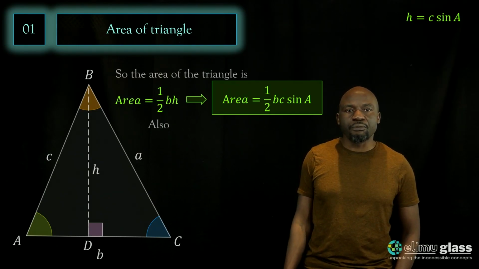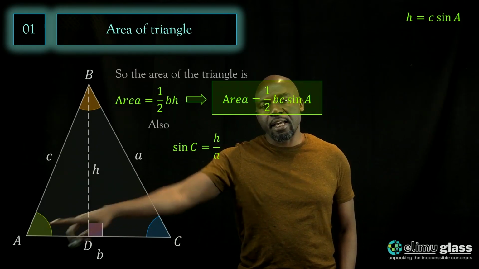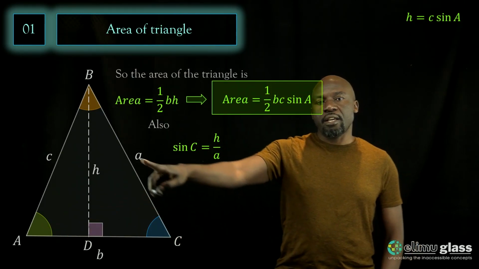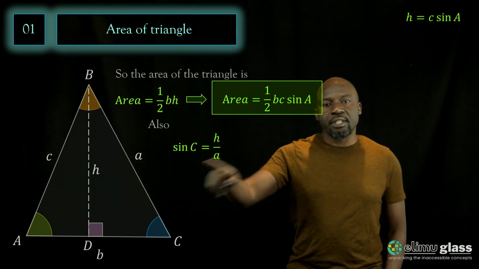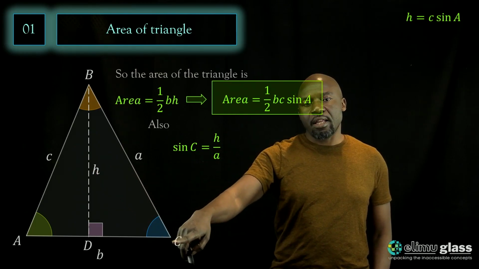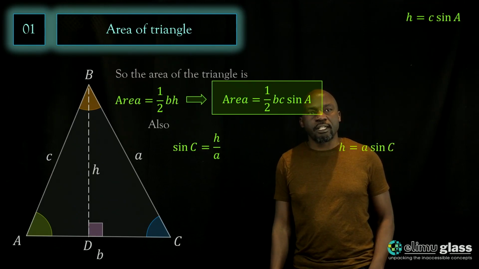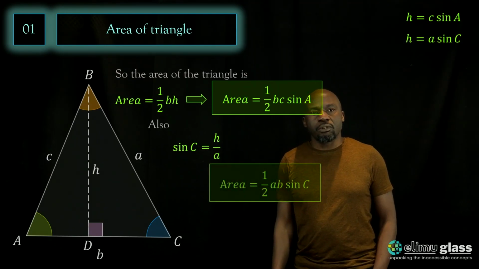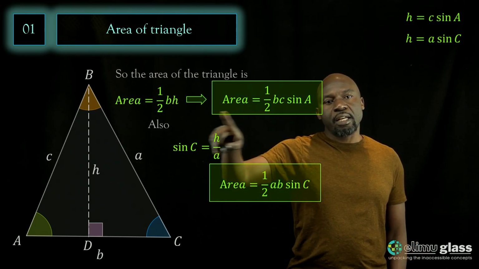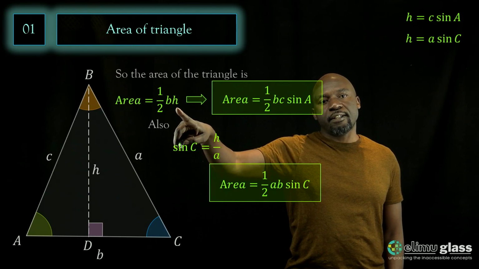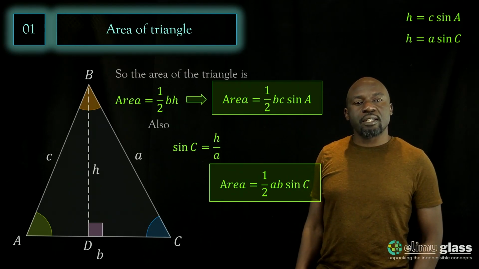Of course, that was working with sine A. We can also reason that sine C is opposite over hypotenuse, which is H over A, and therefore the same H can be described using angle C as opposed to angle A. So in place of H, instead of putting C sine A, we put A sine C, and we get the area of the triangle as being a half AB sine of C.